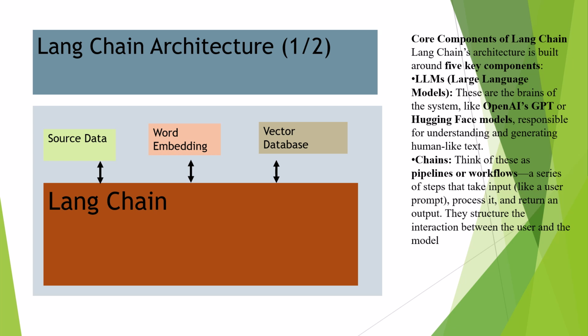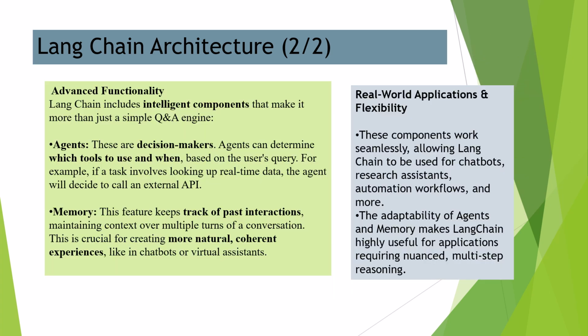On the right side I also mentioned the main components, like OpenAI, GPT, ChatGPT, and Hugging Face models. We have to connect these models to LangChain. This is just a high level architecture. In the first slide I also mentioned agents and memories, and I just want to read the right side: these components work seamlessly, allowing LangChain to be used for chatbots, research assistants, automation workflows, and more.